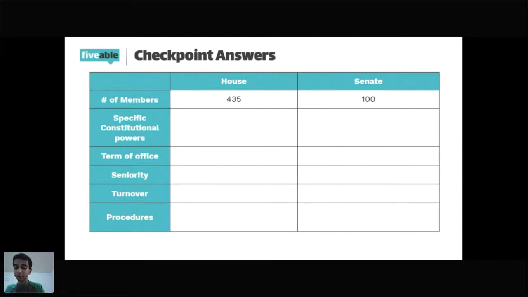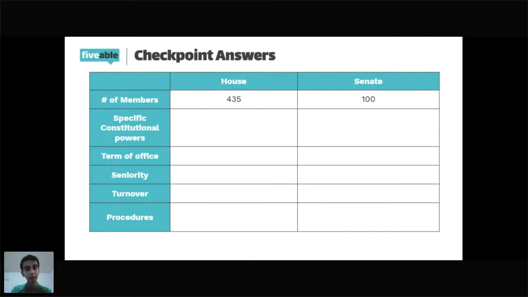There are a few powers that are specific to the House and specific to the Senate. Can you name any of those? All right, we'll go through them.